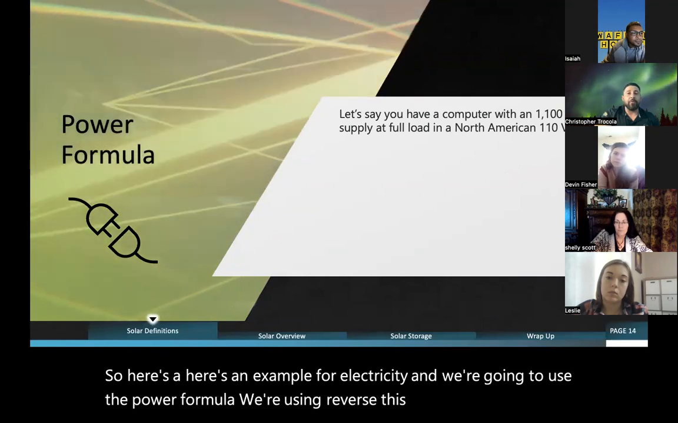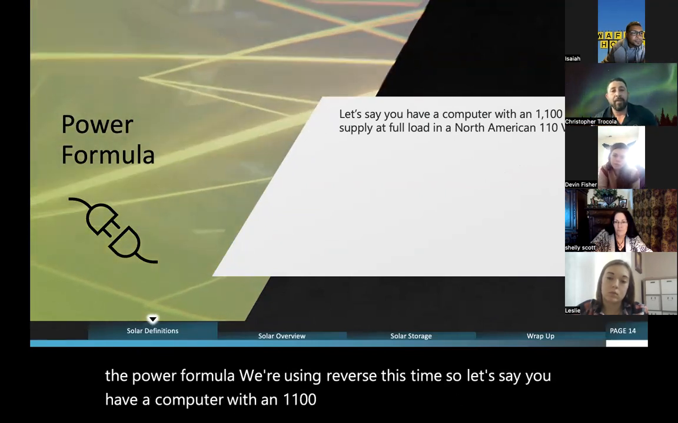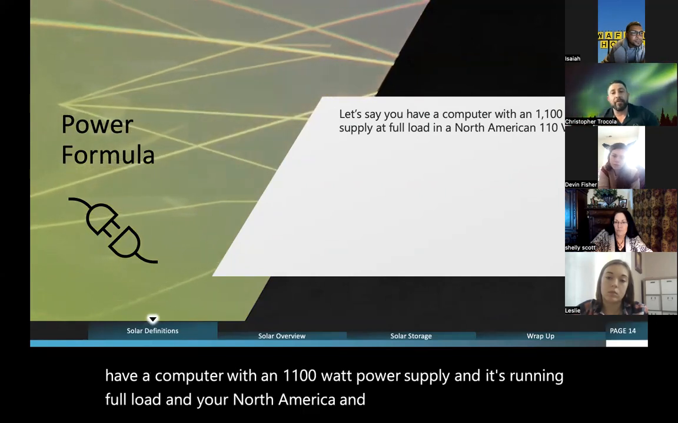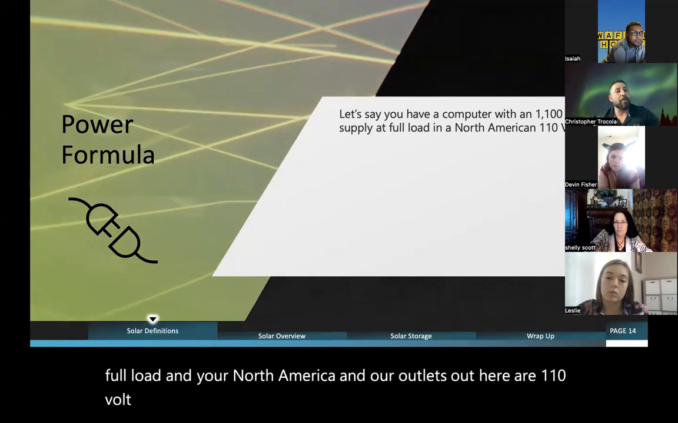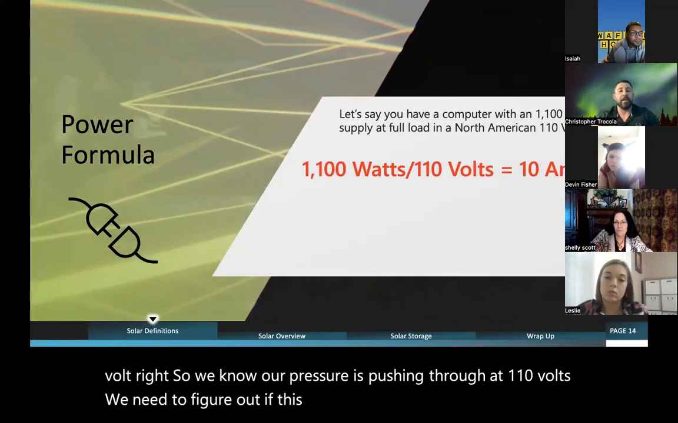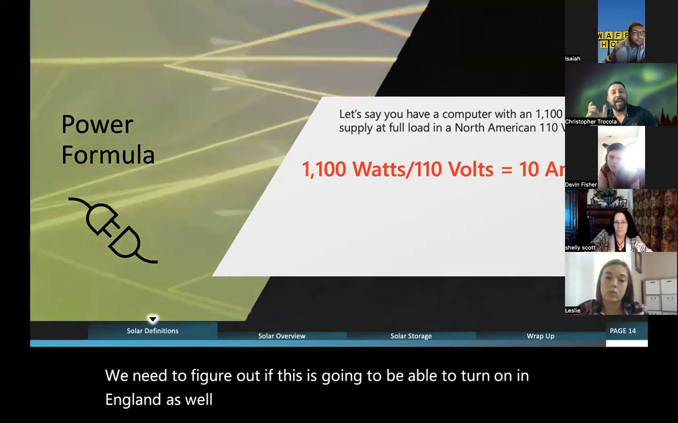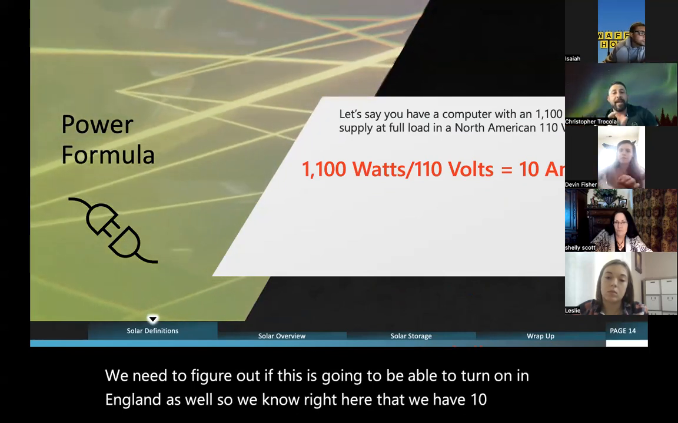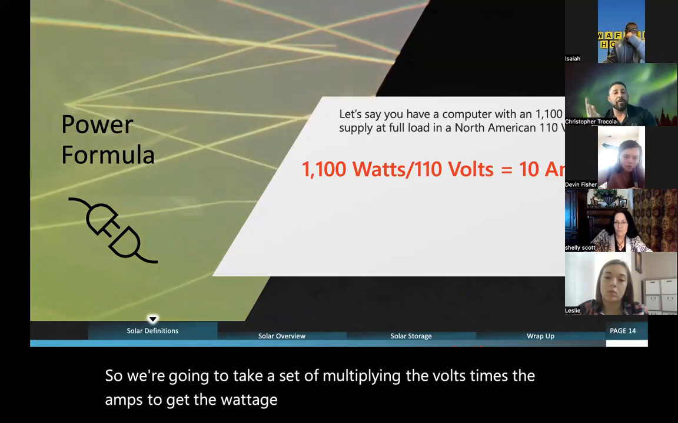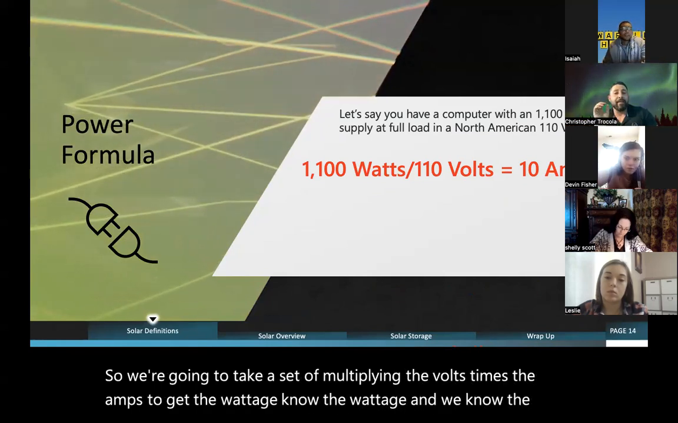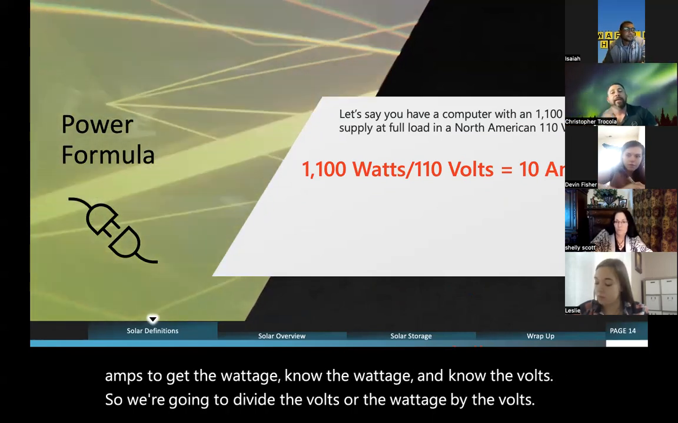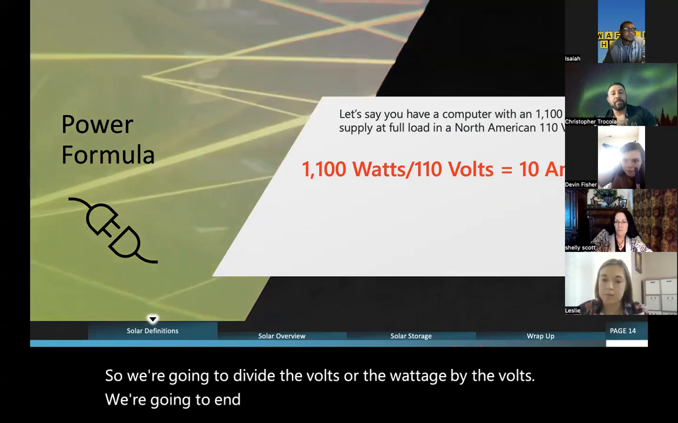So let's say you have a computer with an 1100 watt power supply, and it's running full load, and you're in North America, and our outlets out here are 110 volt, right? So we know our pressure is pushing through at 110 volts. We need to figure out if this is going to be able to turn on in England as well. So we know right here that we have 10 amps. So we're going to take, instead of multiplying the volts times the amps to get the wattage, we know the wattage and we know the volts. So we're going to divide the wattage by the volts. Okay. We're going to end up with 10 amps.